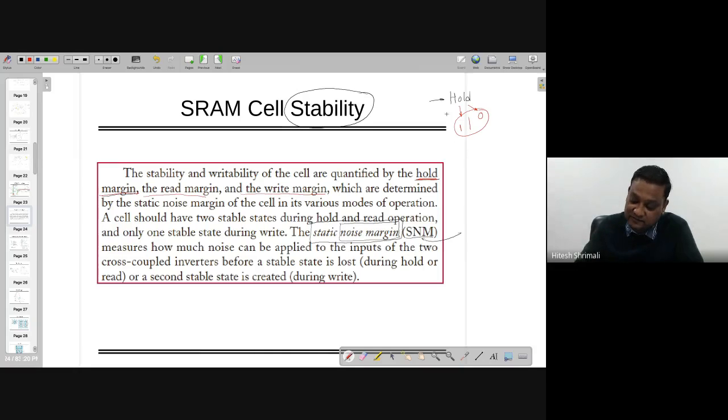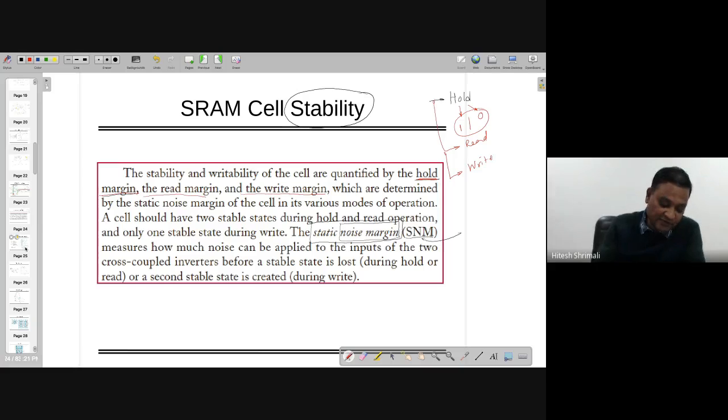But in the case of write operation, you are going to have only one operation. You are interested in either writing logic 1 or logic 0. So that particular noise margin you need to see. The static noise margin measures how much noise can be applied to the input such that it does not change the value, right? So that is what we are going to do.